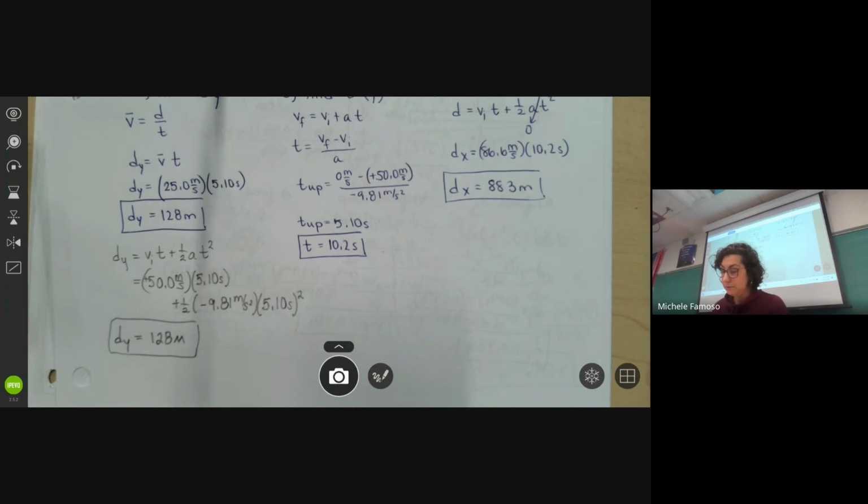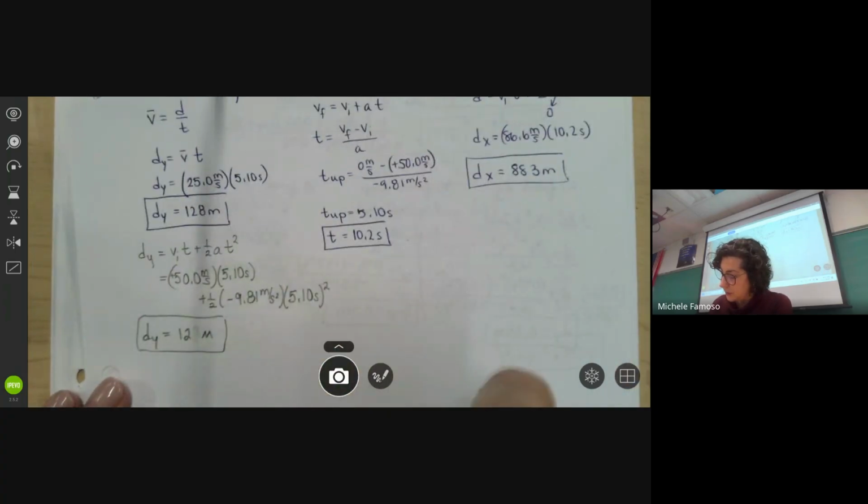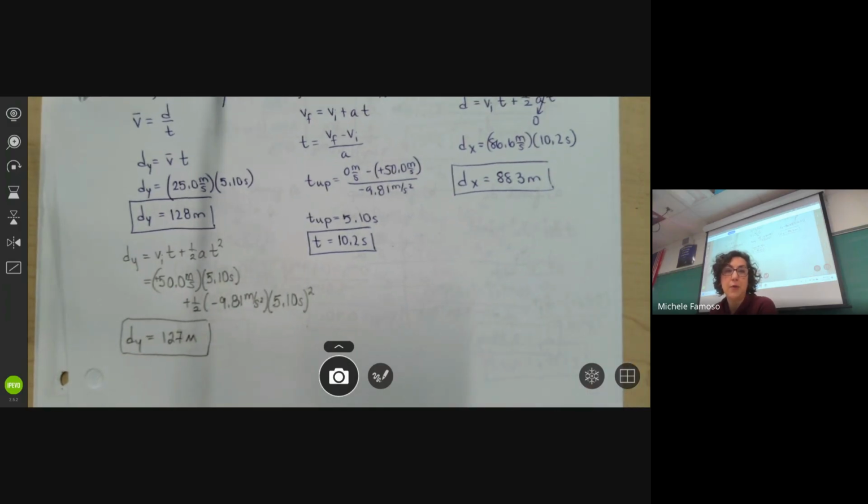Which way did you do it? I did D equals V plus 1. Okay, so let me check my math. 50 times 5.10 plus 0.5 times negative 9.81 times 5.10 squared. You are correct. So if you did it this way, you would have gotten 127 meters, but not 127.42. It's got to be, with the proper sig figs, 127 meters, if you did it that way.